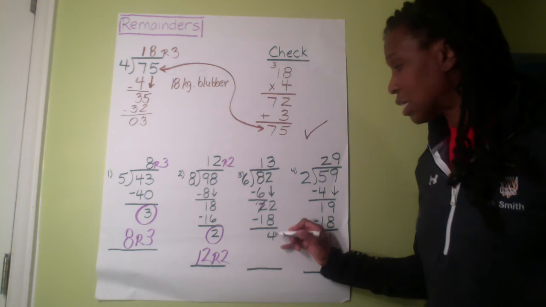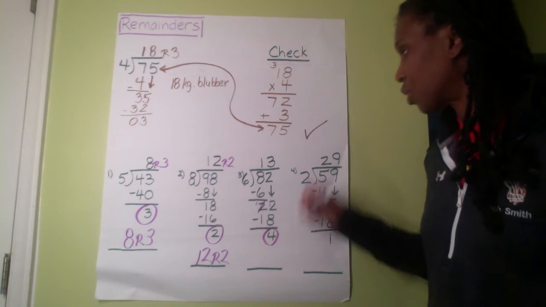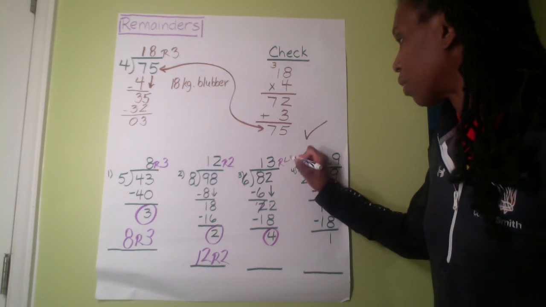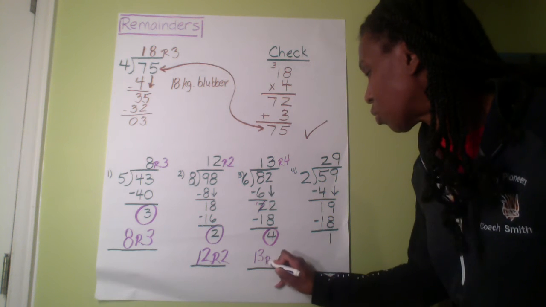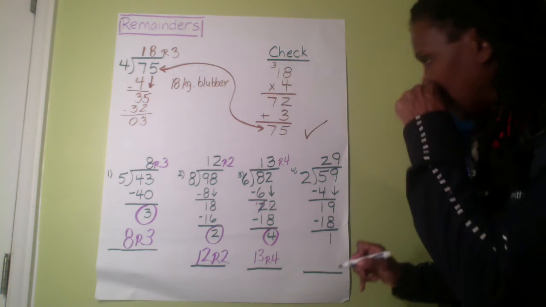So 4 is just simply my remainder. Okay, circle it. Then up here, remainder 4. Okay, and I'm going to write it in the blank as well. So it's 13 with a remainder of 4. All right, and then one more.